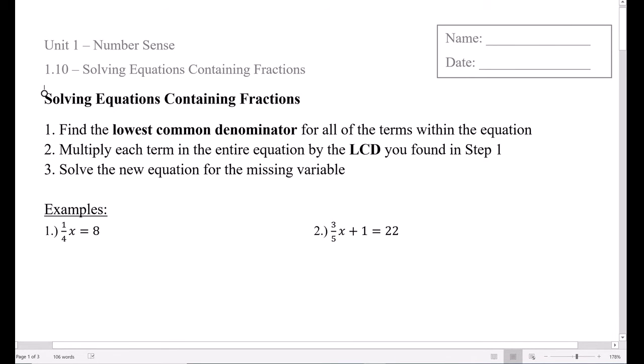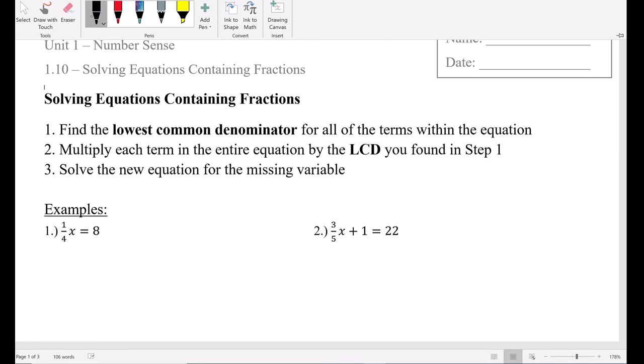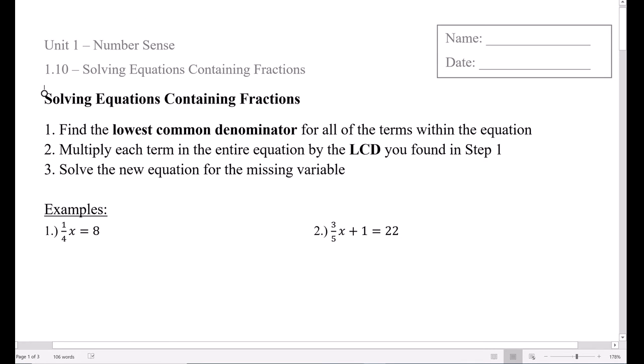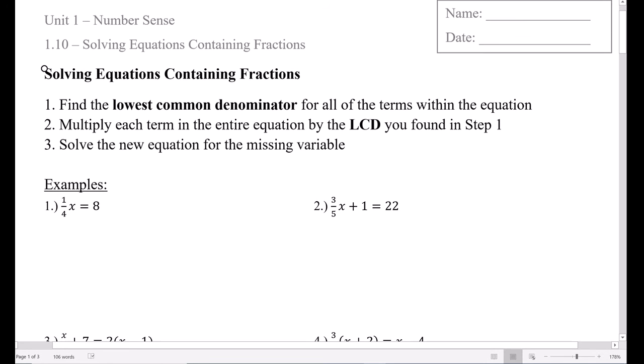Okay, so I just wanted to do a quick video here for our lesson on solving equations containing fractions, just because I know some of you haven't seen fractions in a while, and I wanted to help you out with that. So just quickly going through the notes here, it says you're going to first find the lowest common denominator for all of the terms within the equation.